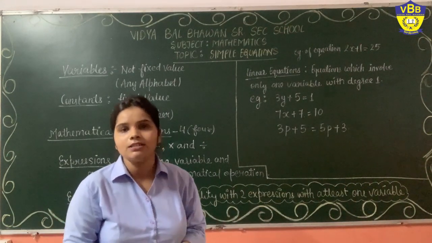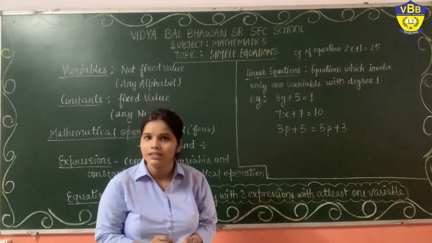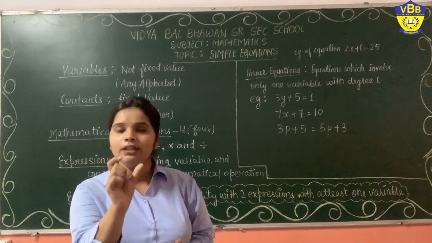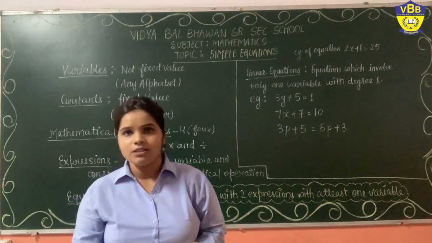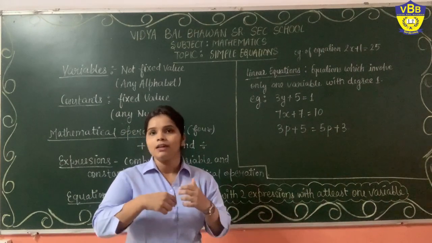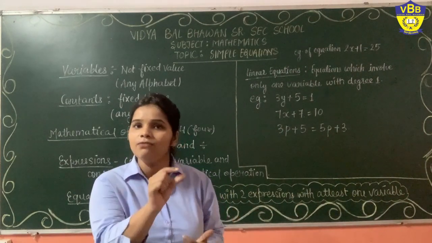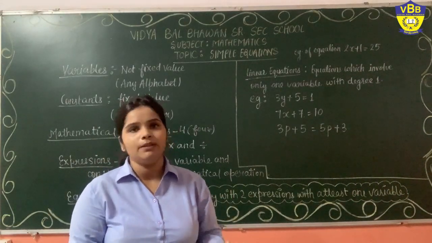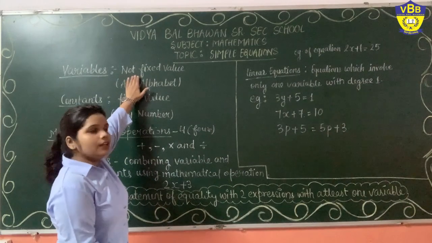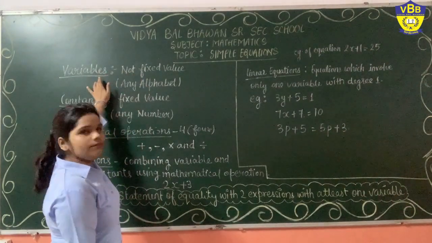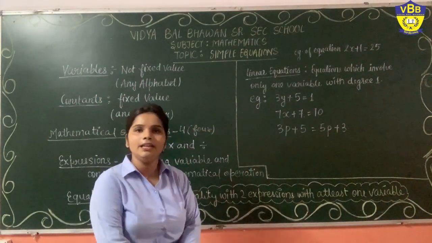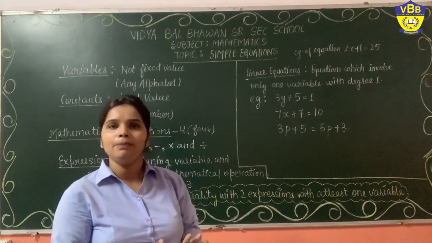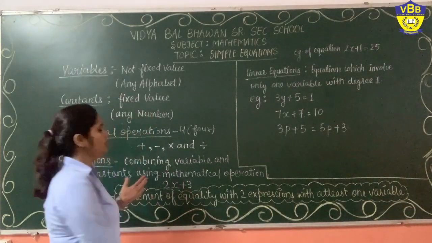Suppose I have a situation and I have to set up an equation, and in that situation I have a quantity whose value is not fixed. So I will consider any alphabet in place of that quantity, and that will be a variable. So quantities having no fixed value are called variables. They can be represented by any of the 26 alphabets. It can be A, B, C, M, N, P, Q, Z, any one of the alphabets.